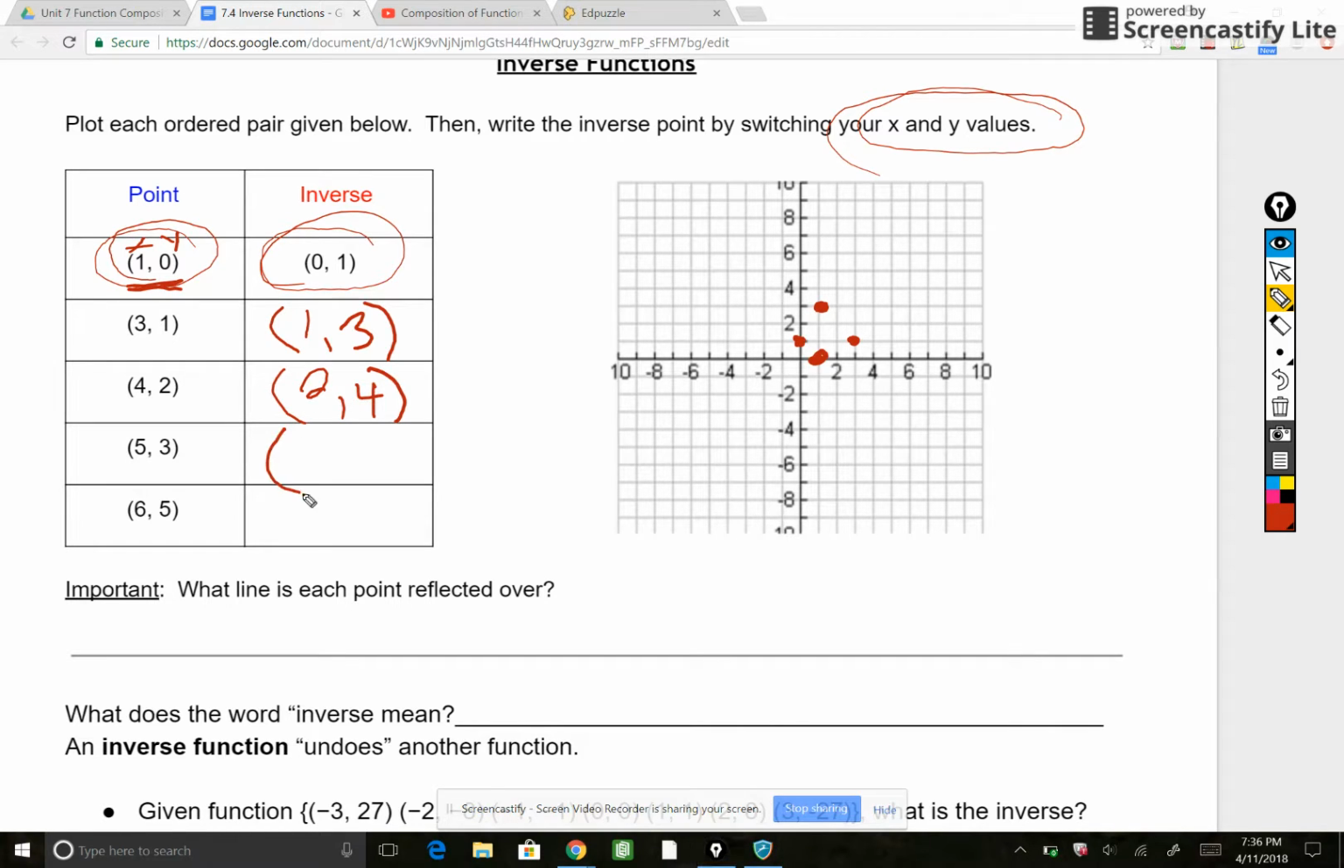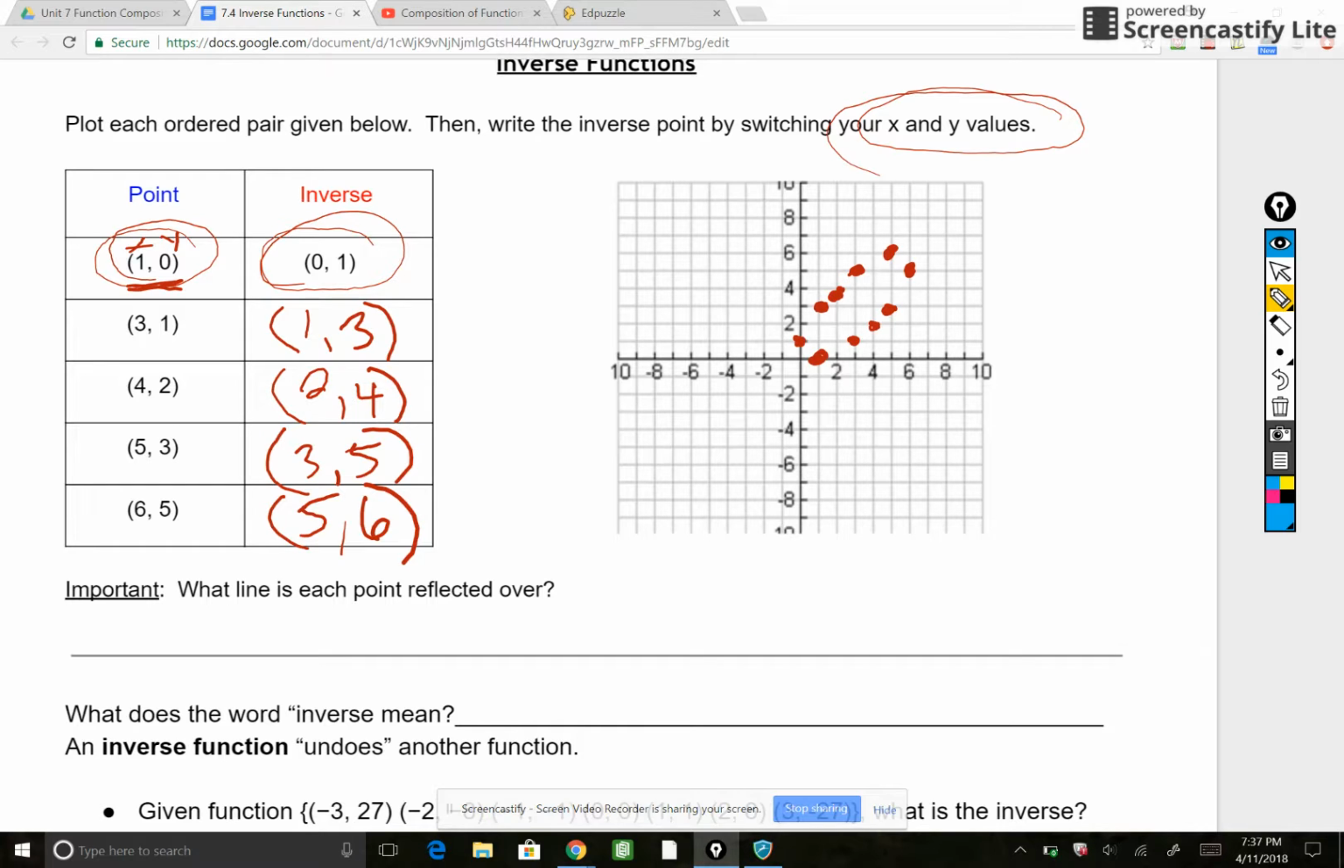The points are (2, 4), (3, 5), (5, 6). And then when you plot the inverses: (4, 2), (5, 3), (3, 5), (6, 5), (5, 6).